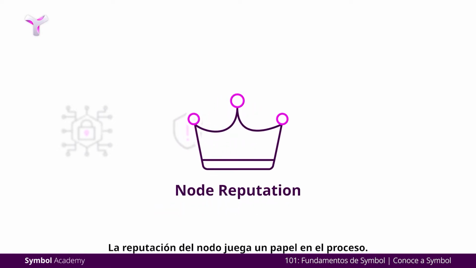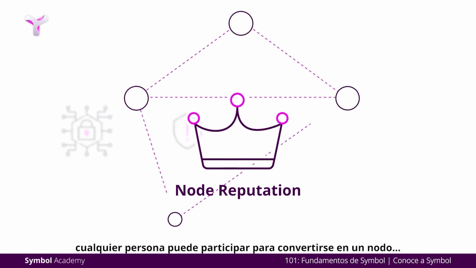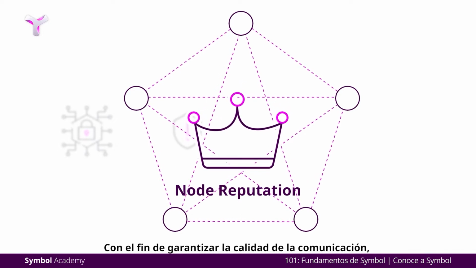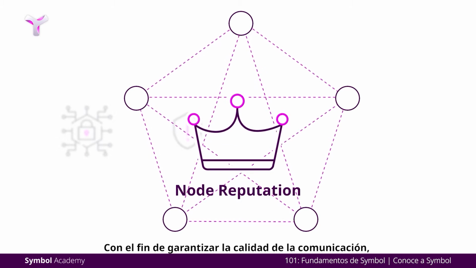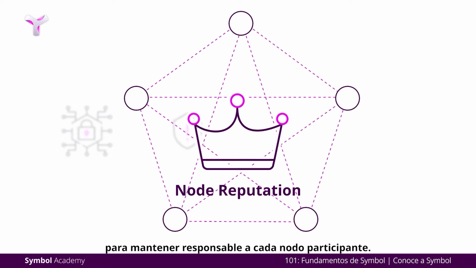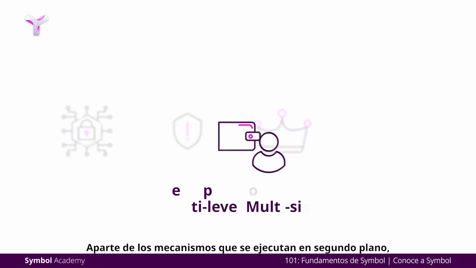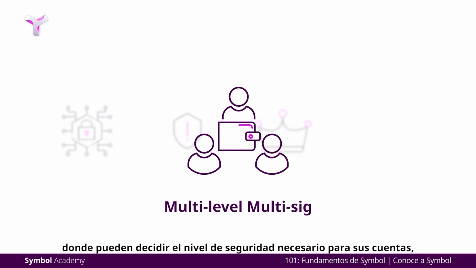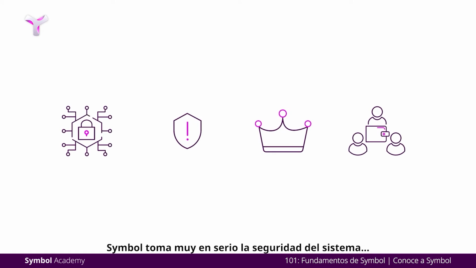Node reputation plays a part in this. In a public network like Symbol, anyone can participate to be a node to query from and send data to any node in the network. In order to ensure the quality of the communication, Symbol applies a node reputation system to keep every participating node accountable. Other than the mechanisms that are running in the background, features like multi-level multi-sig give the control to the user, where they can decide the level of security needed for their accounts by adding multiple guardians. Symbol takes security of the system very seriously, without compromising the user's experience.